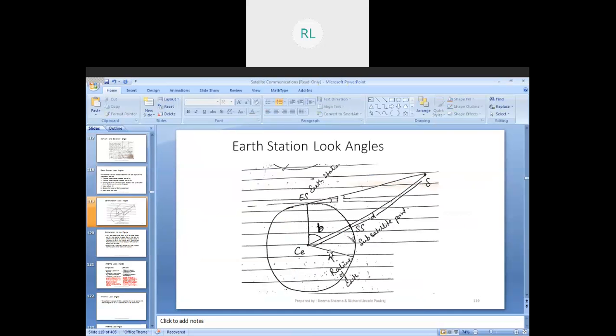So CE is nothing but your center of the earth. From the center, if I draw a line to the circumference, that is nothing but your radius, right? And then you have your sub satellite point. From the satellite to the center of the earth, that is called d. Then r is the radius. And this is your sub satellite point.